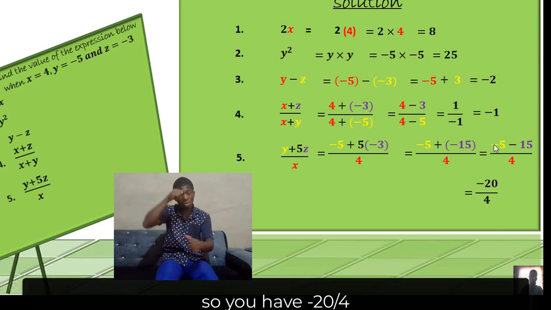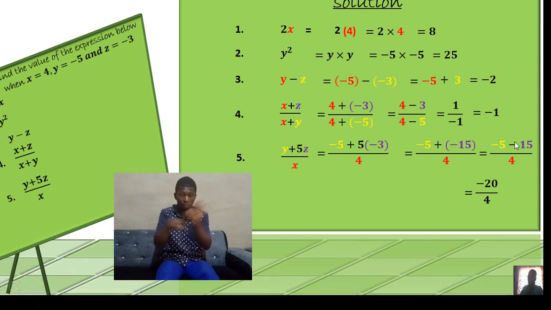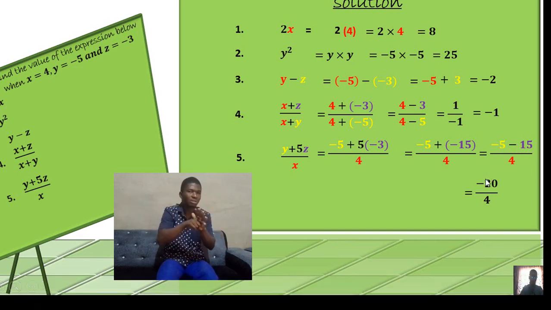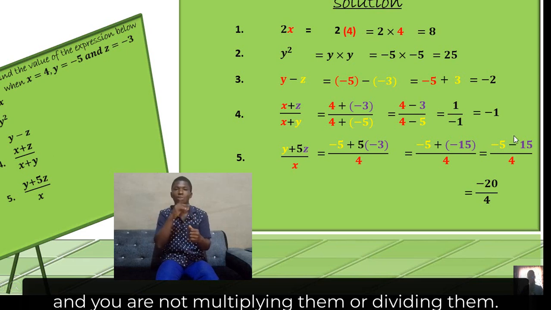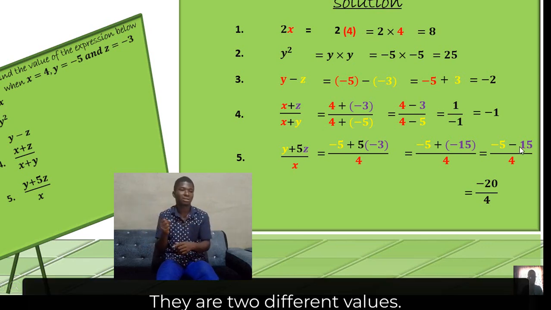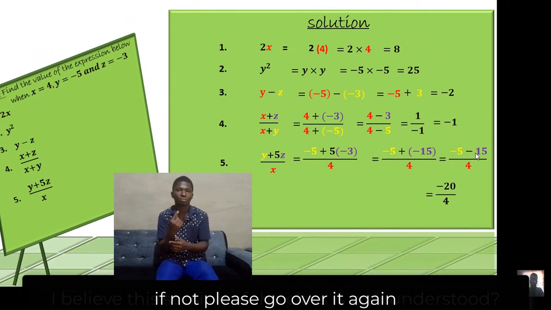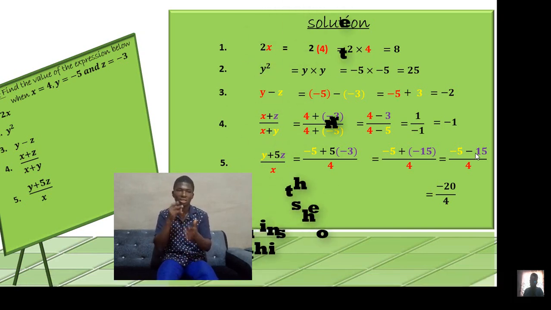Remember, this is not minus multiplying minus. No. So this minus and minus will not become plus, because they are not simplifying each other. They are not. So this minus 5 minus 15 gives minus 20, not plus 20, then over 4. Why? The two signs are not coming in contact with each other. Get that? And you are not multiplying them or dividing them. So this is minus 5, this is minus 15. They are two different values. I believe this session of substitution is understood. If not, you can go back again and just watch it over again. I believe you're going to get it. It's simple. Alright.